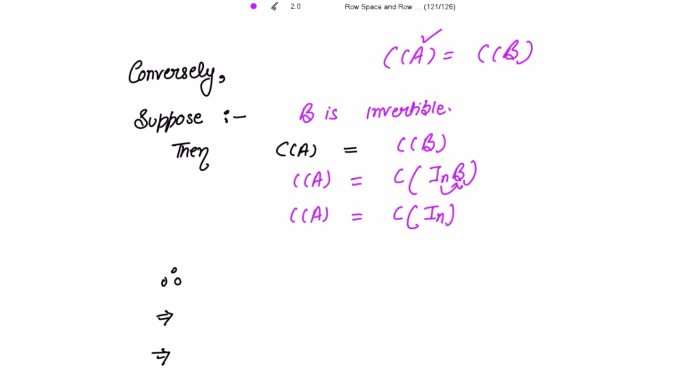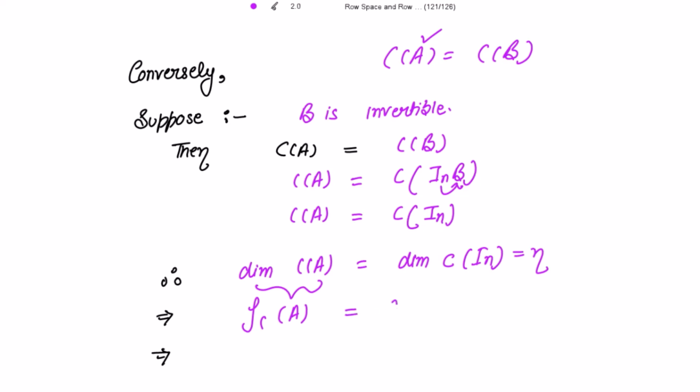I_n. And when the column spaces of the matrices are equal, their dimensions are also equal. So therefore, the dimension of the column space of A is equal to the dimension of the column space of I_n. And the dimension of the column space of the identity matrix of order n is equal to n. And the dimension of the column space of A is nothing but the column rank of A, which is equal to n. And because A is a square matrix of order n, and we have shown that the column rank of A is equal to its order, right? So therefore, by the result, A is invertible.